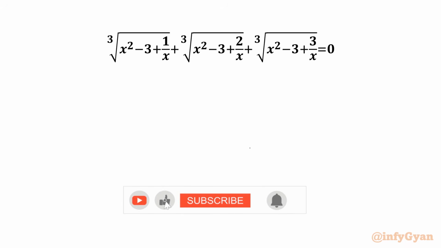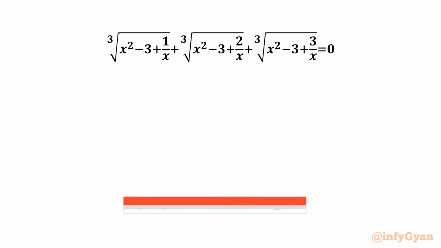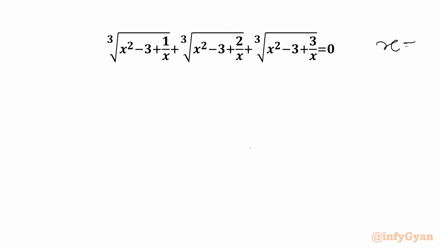Today in this video we have one very interesting question from radical equations. We have sum of 3 cube roots in LHS, RHS is 0, x is in the denominator also. So we'll write here x cannot be equal to 0 as our denominator cannot be 0. Now we'll be taking LCM over here and over here.